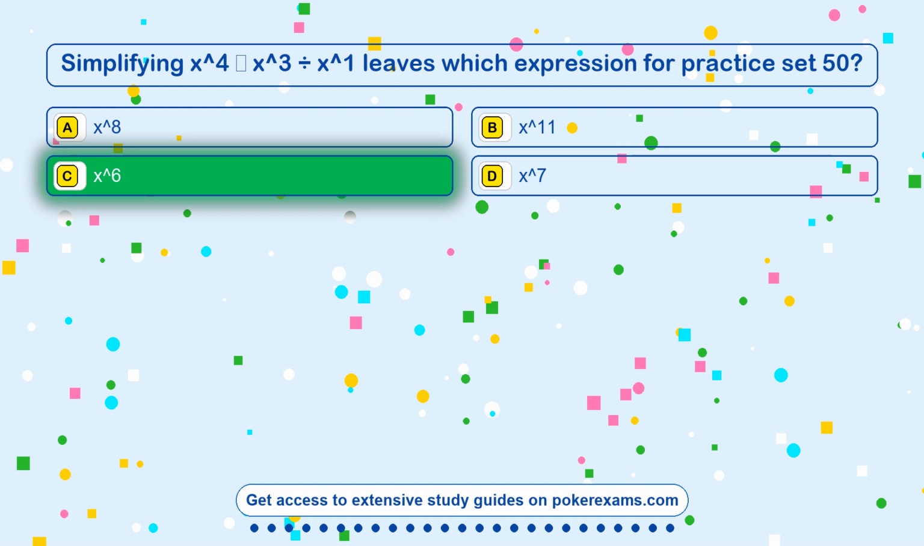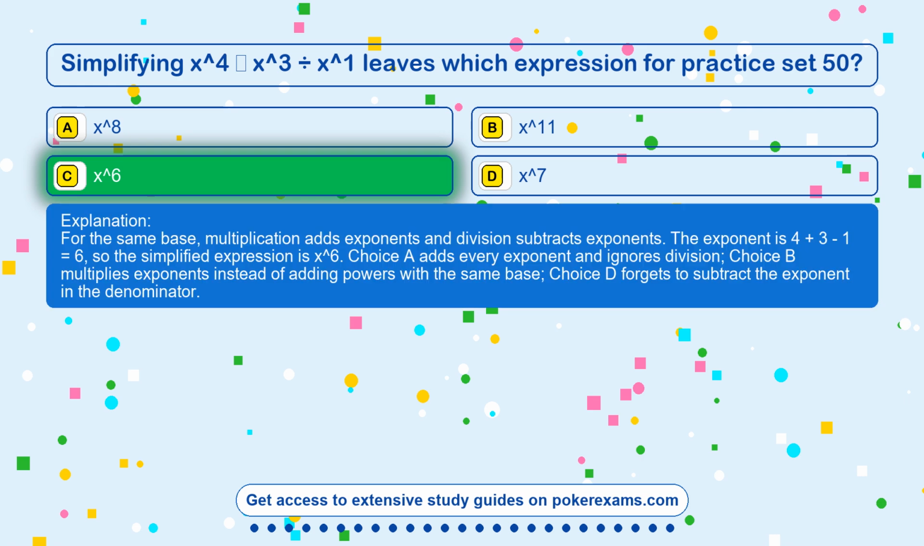The correct answer is option C, x^6. For the same base, multiplication adds exponents and division subtracts exponents. The exponent is 4 plus 3 minus 1 equals 6, so the simplified expression is x^6. Choice A adds every exponent and ignores division, choice B multiplies exponents instead of adding powers with the same base, choice D forgets to subtract the exponent in the denominator.